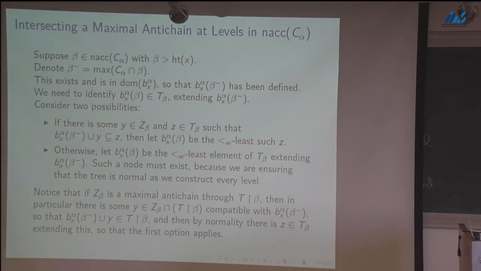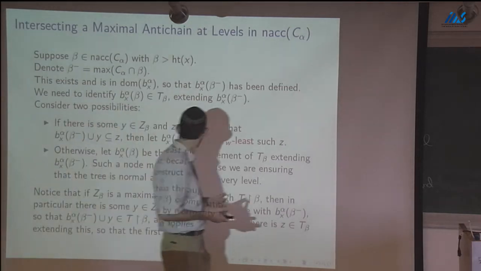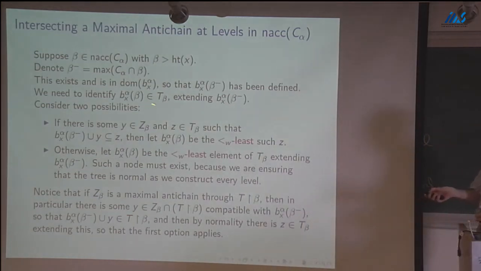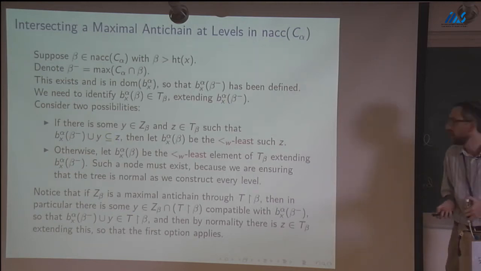There may be many such choices, but we can choose the least one, and this is where the well ordering is important. We want to have a definite choice, and so that's what we do. Again, if Z beta is such that we can have this compatibility condition, meaning to say that there's something in Z beta that is compatible with our previous choice, and we can extend it to something at the level of beta, then we choose the least such thing in the well ordering so that we have one.